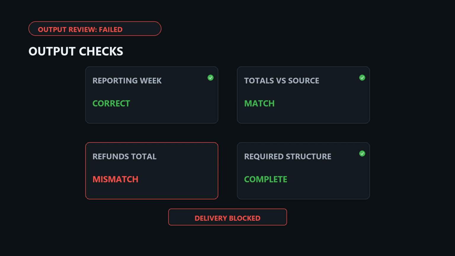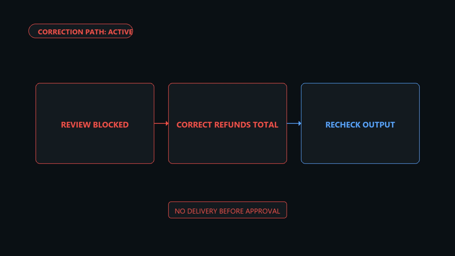In this example, the refunds total does not match the source file. The summary returns for correction, and the same output checks run again. Only after every check passes is the output approved for delivery.